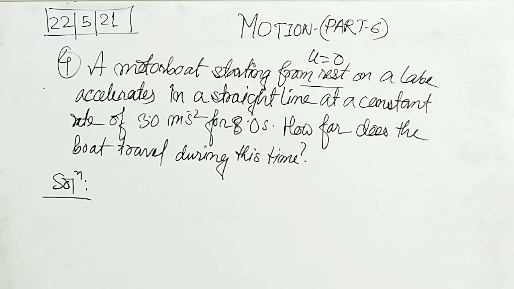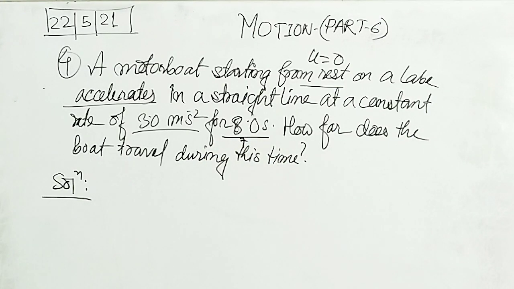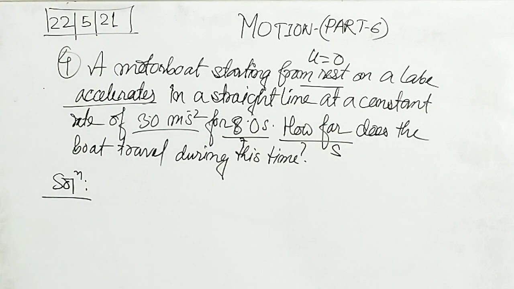On a lake, it accelerates in a straight line, but the main thing is that it accelerates at a constant rate of 3 meter per second square. That means it is in uniform acceleration. This is for 8 seconds, so we have the time t also. Now the question is, how far does the boat travel during this time? That means we calculate s, the distance or displacement the boat travels during this time.